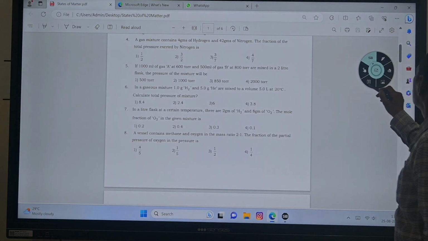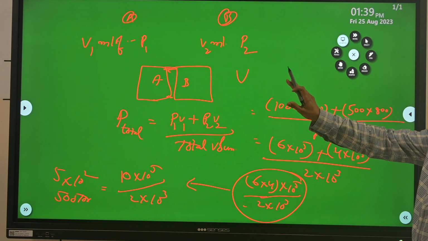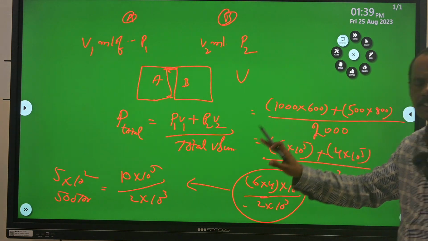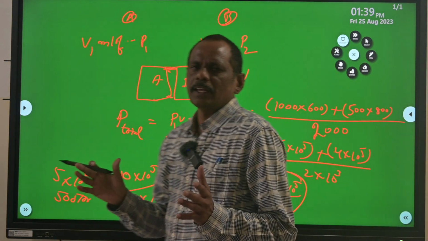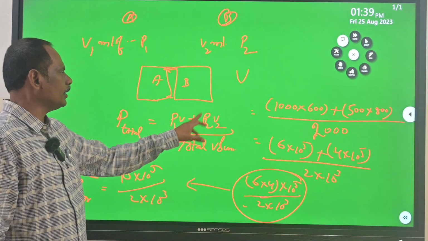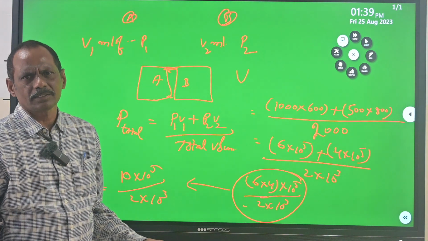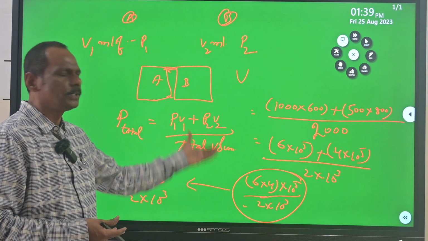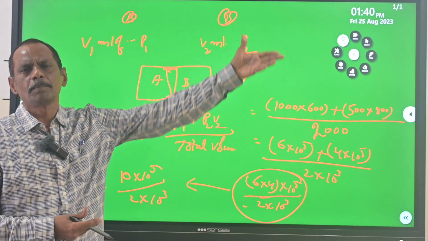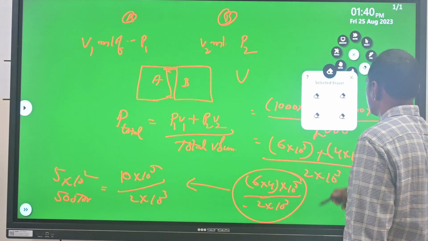So again, the formula: if two gases of different volumes and different pressures are mixed, then the pressure of the gas mixture is equal to P1V1 plus P2V2 by total volume. Or if more than two gases are mixed together, then P1V1 plus P2V2 plus P3V3 plus P4V4 and so on to PnVn by the total volume. That's all. Now coming to the next one.